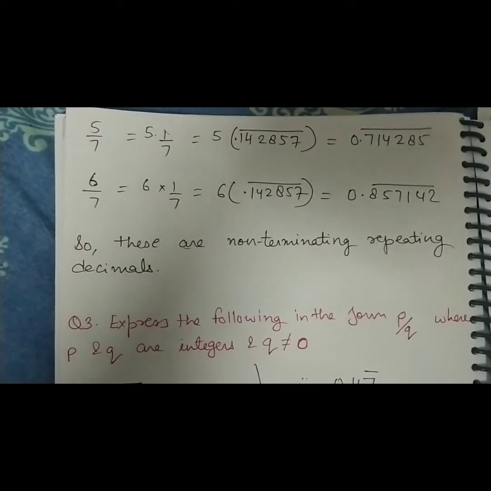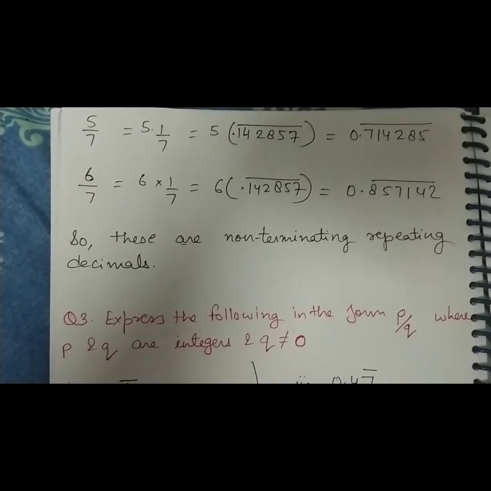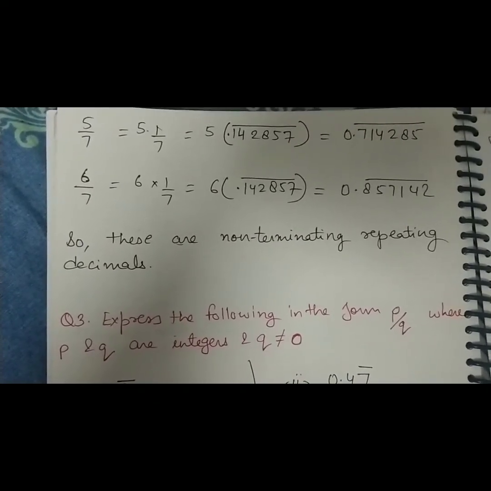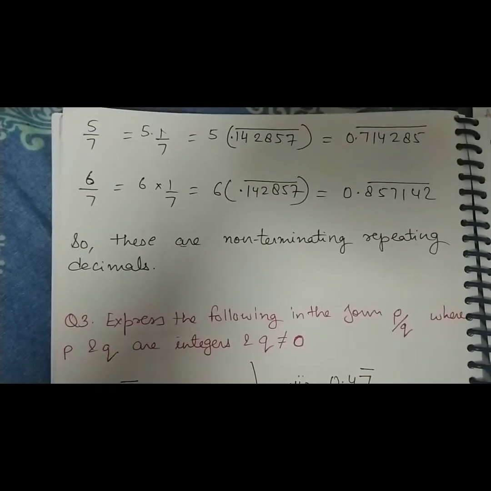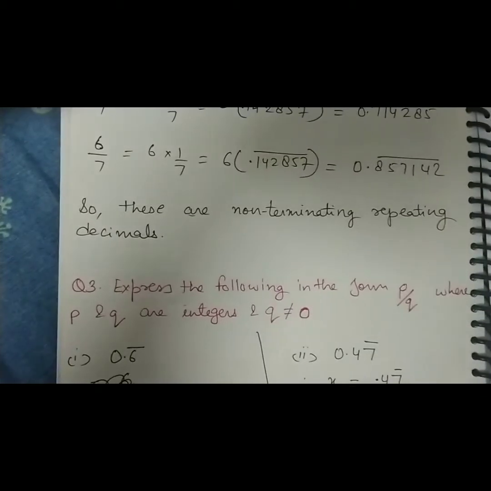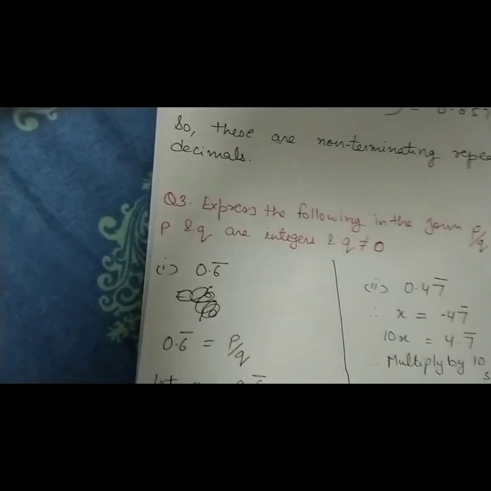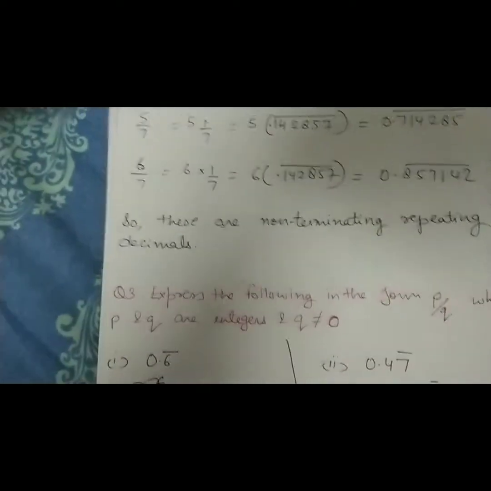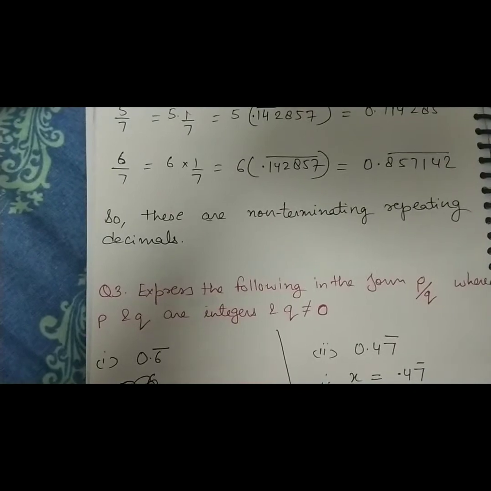Now let's move towards the third question. Express the following in the form P upon Q, where P and Q are integers and Q does not equal 0. That means it's a rational number. Express them as a rational number. I told you the method of making a decimal expansion into a rational number.